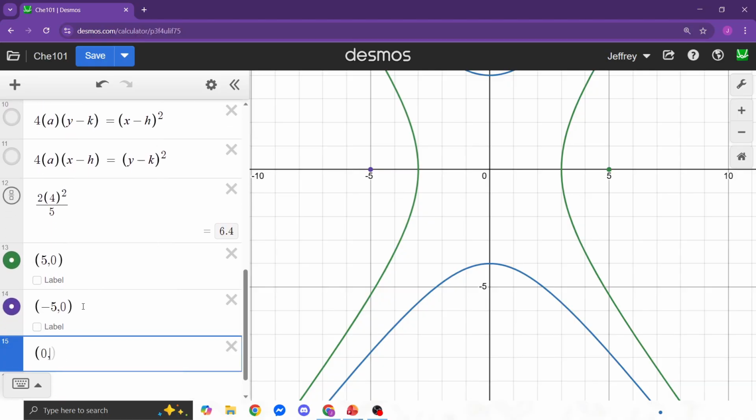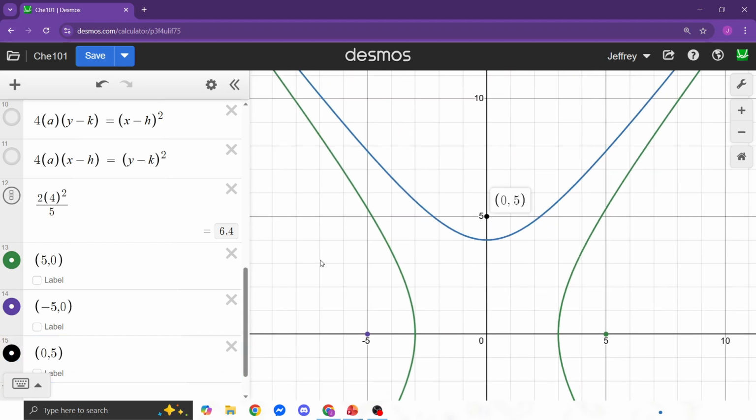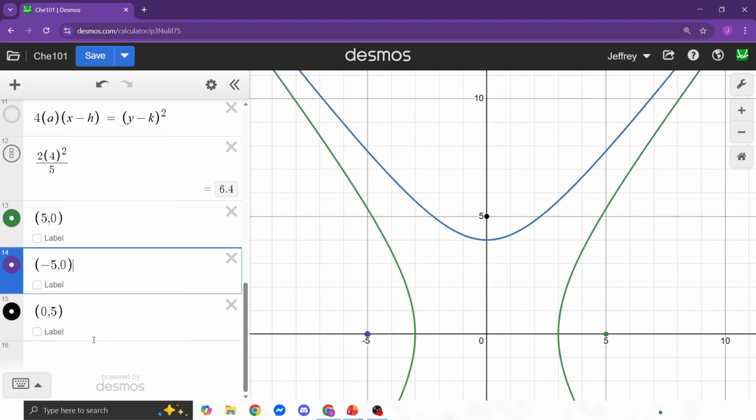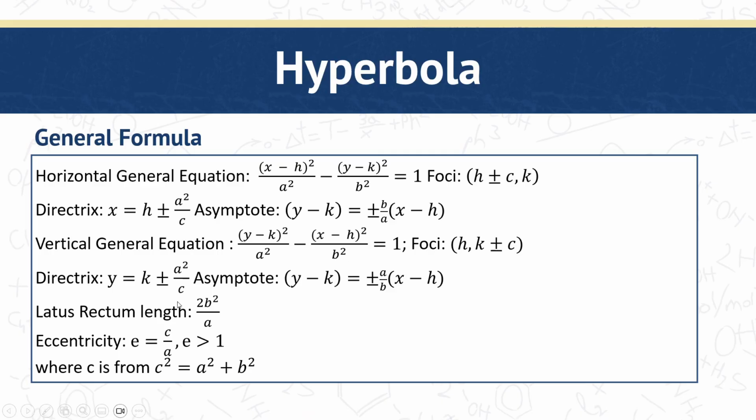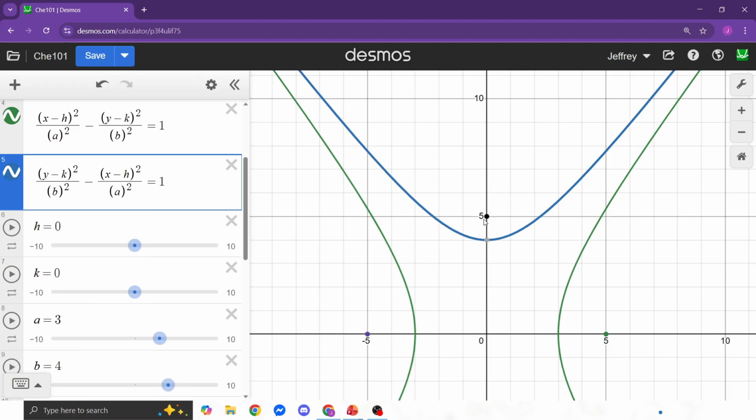So yeah, 0, 5 for the vertical one. It's over here. And 0, negative 5. As you can see, their latus rectum is different because our computation is the minor axis all over the major axis. And the minor axis here will be smaller.